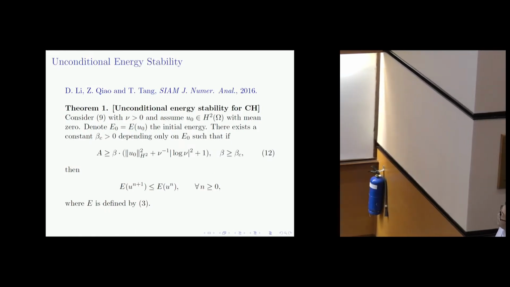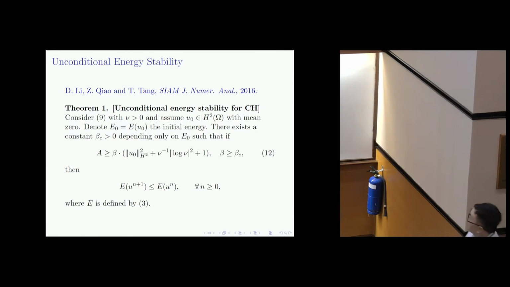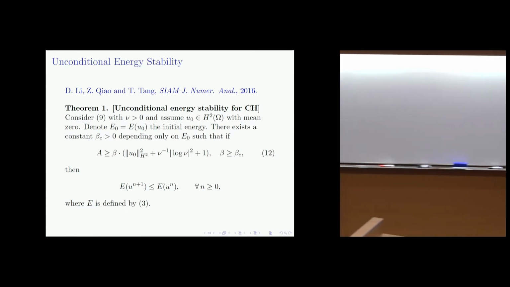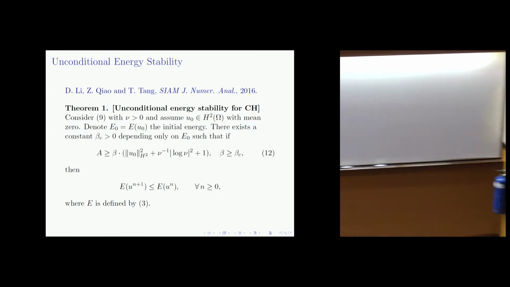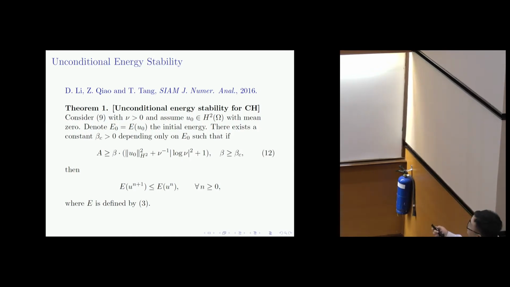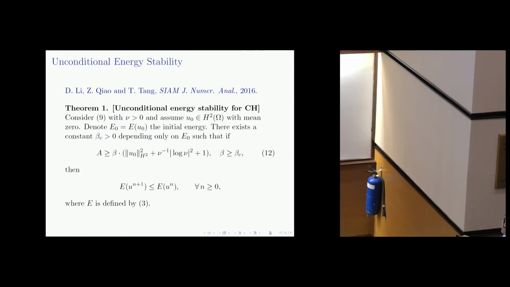So after several years of work on these problems, in 2016 we gave a first result in this SIAM Numerical Analysis paper. That's the main theorem of this work. We call it unconditional energy stability for the Cahn-Hilliard equations. Consider the stabilized numerical scheme with this diffusion parameter. The small diffusion parameter ν is greater than 0 and less than 1. Then we have some assumption on the initial data, with some regularity requirement: U0 is in H^2 with mean 0.